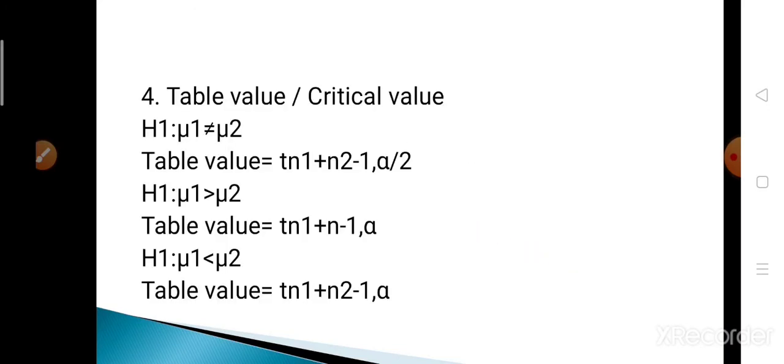Now the fourth step is the table value or critical value. There are three cases: one-sided right, one-sided left and two-sided test. For a two-sided test, see the statistical table value for alpha by 2. And for one-sided, see the statistical table value for alpha only. But we need the degrees of freedom for finding the table value or critical value.